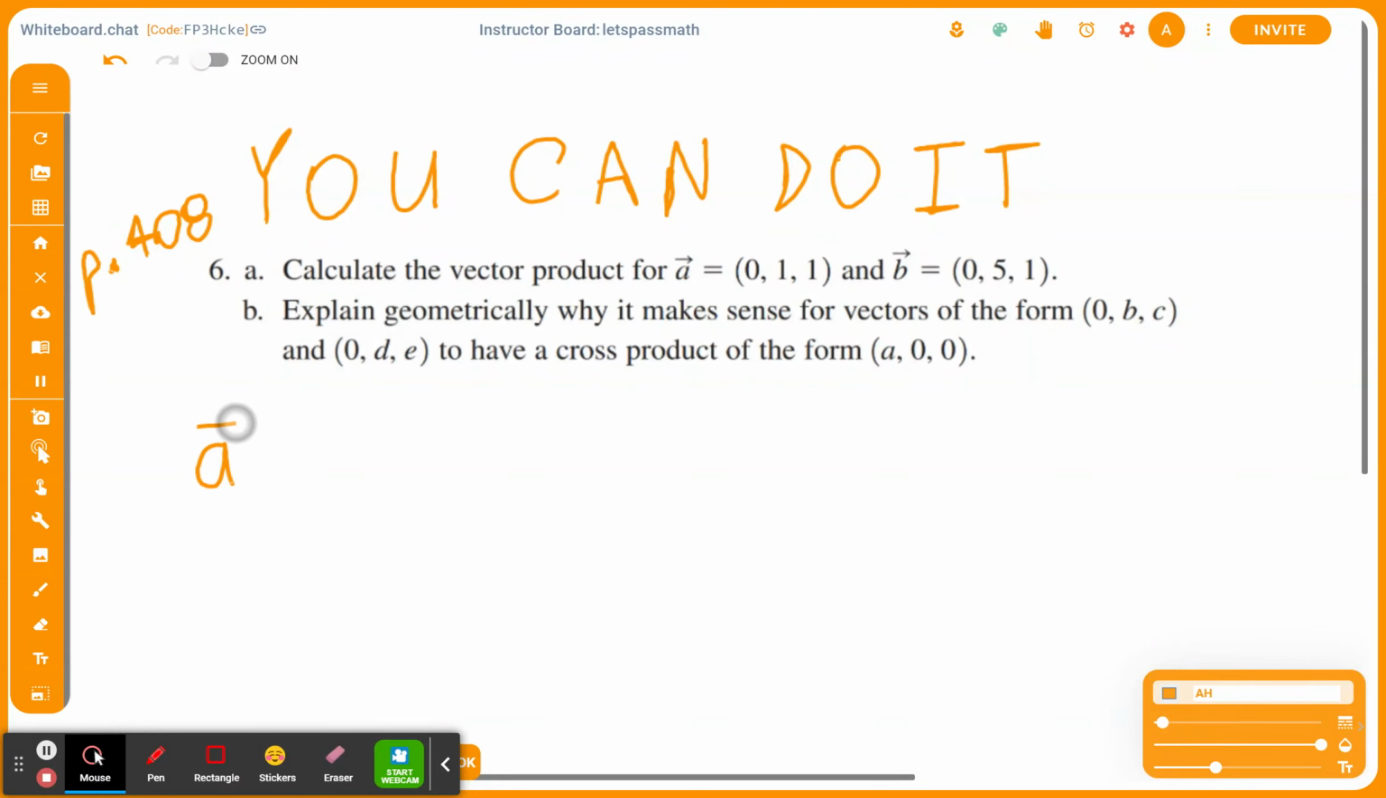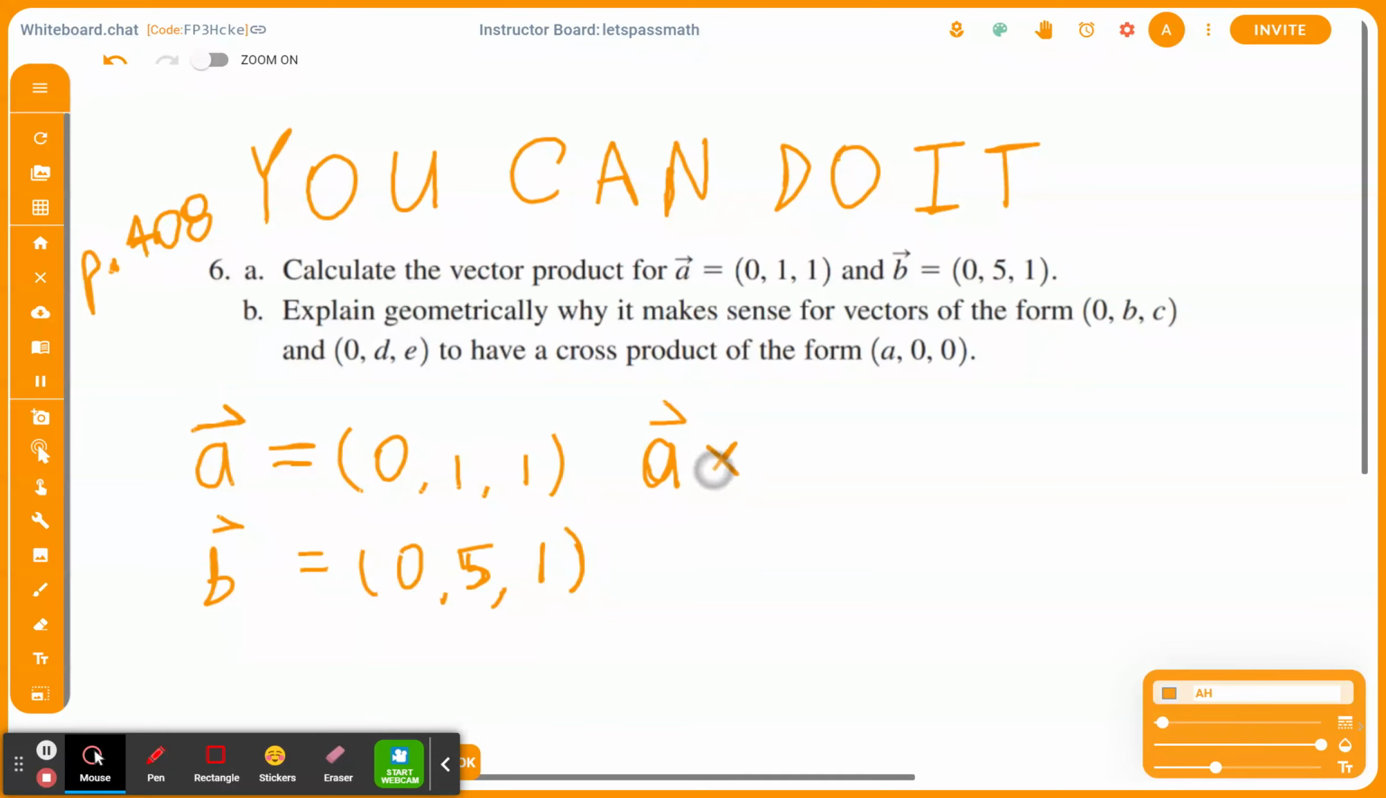So if you think about vector A, which equals 0, 1, 1, and vector B, which equals 0, 5, 1, you can cross them. And again, when you cross two vectors, there are so many rules that you can follow, and I'm going to show you one possible method.